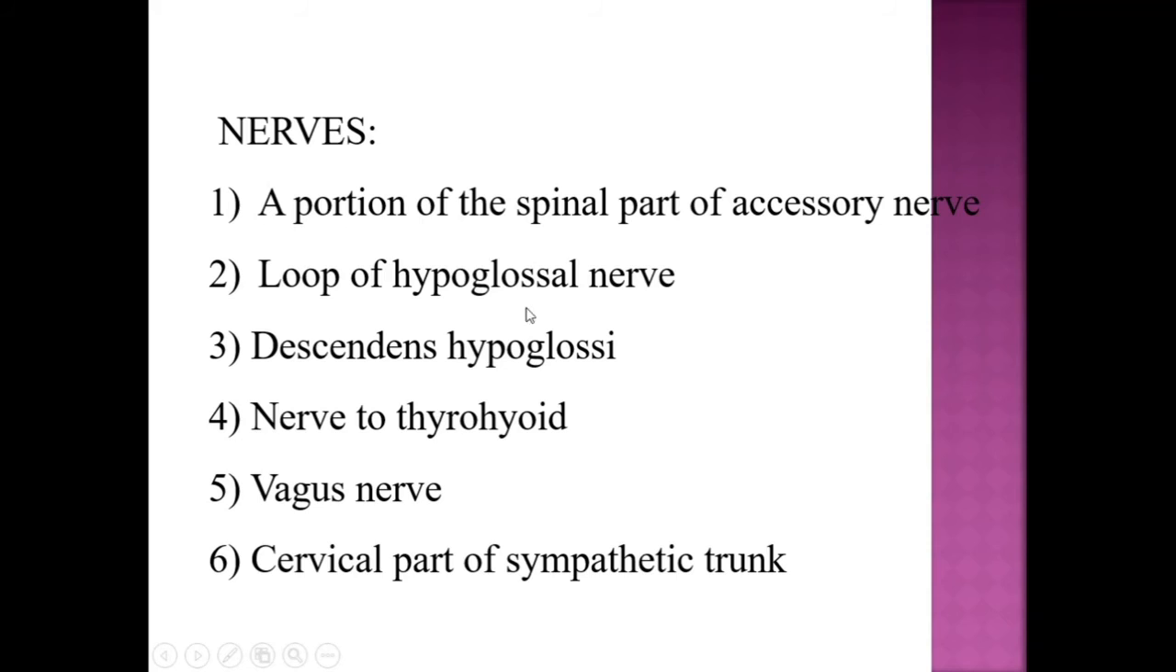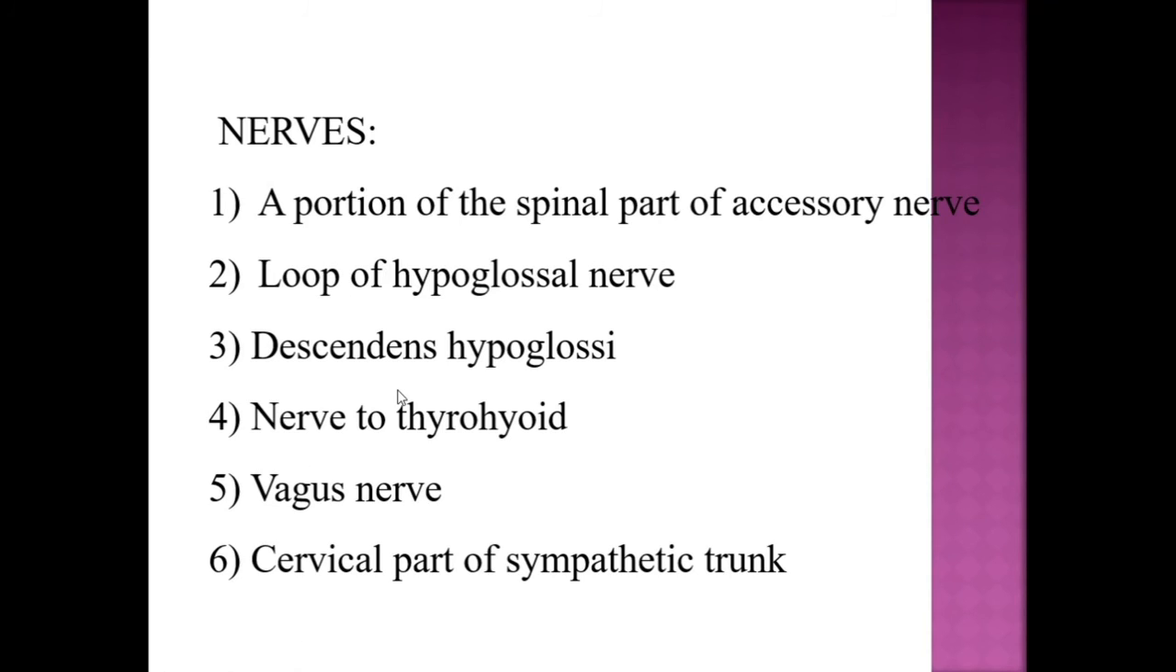And this loop of hypoglossal nerve winds forward around the lower sternomastoid branch of occipital artery, so this loop will be crossing both the internal and the external carotid arteries. Here the nerve gives 2 branches, that is the descendens hypoglossi and nerve to thyrohyoid. So these are the 2 branches from the loop of hypoglossal nerve.